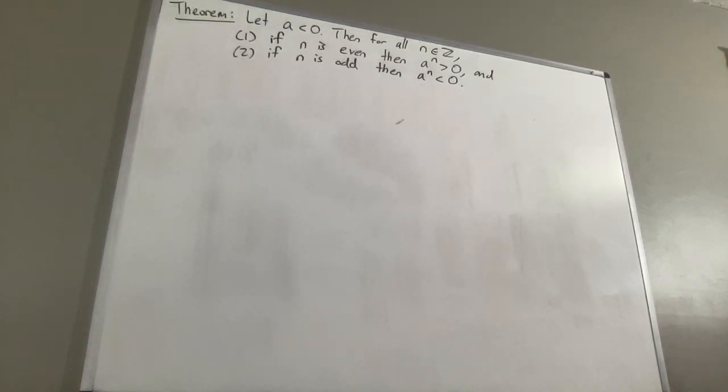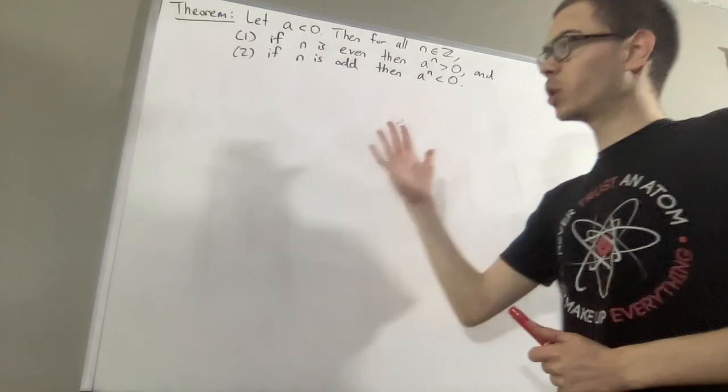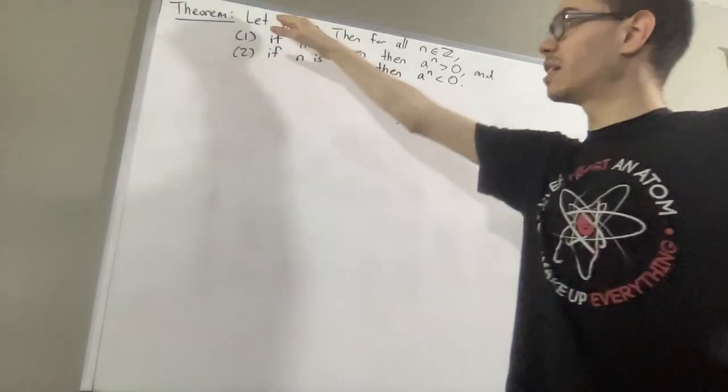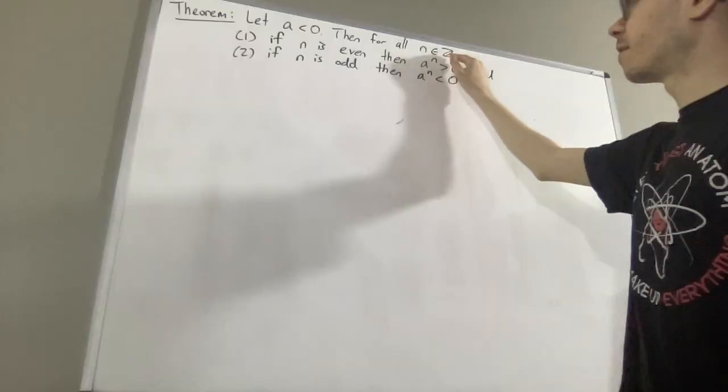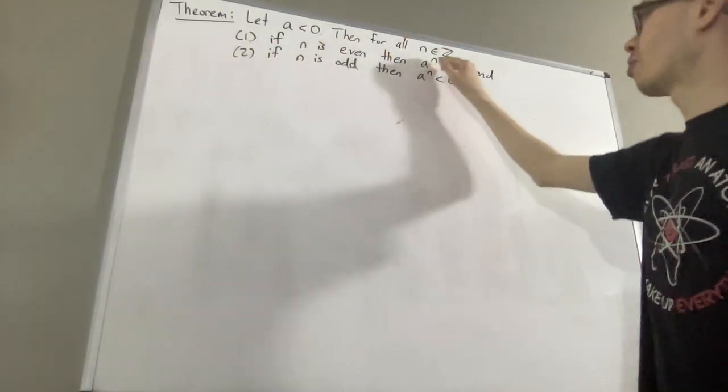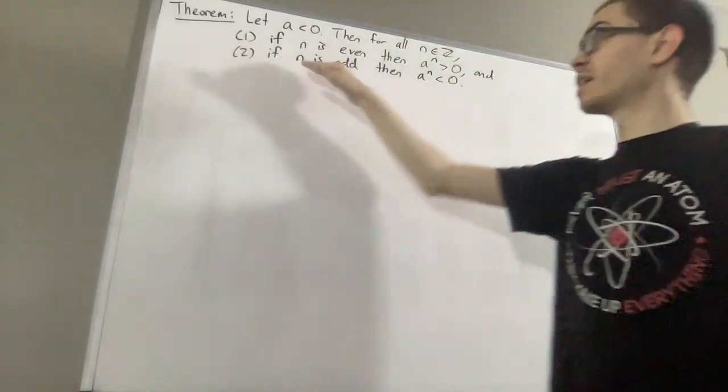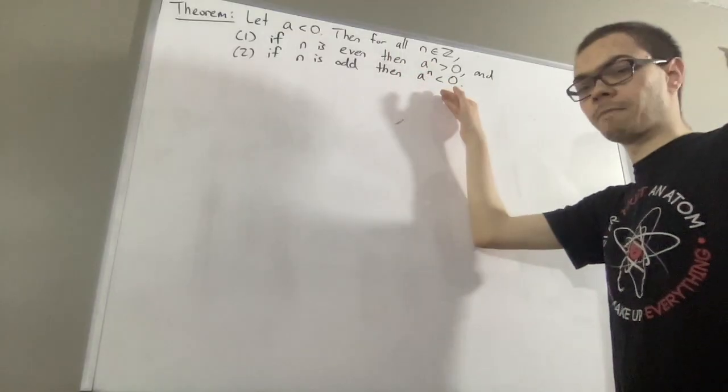Hello! In this video, we are going to prove the following theorem. Let a be a negative real number. Then for all integers n, if n is even, then a to the power of n is greater than 0. And if n is odd, then a to the power of n is less than 0.